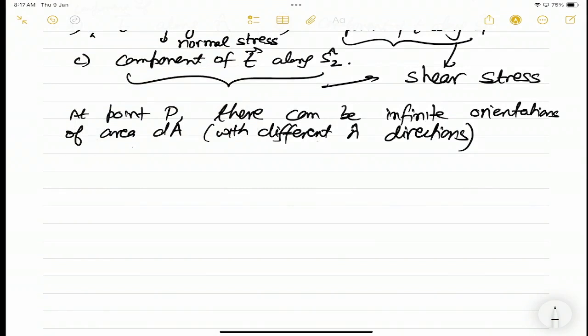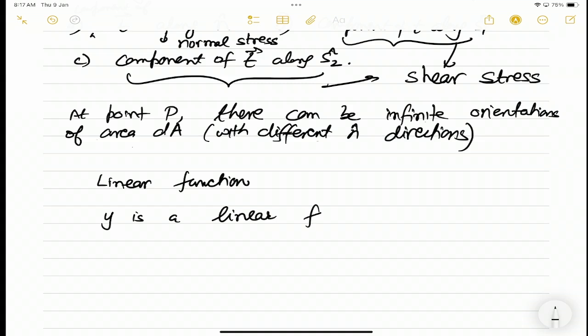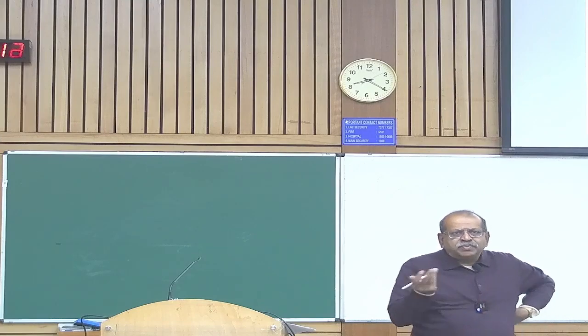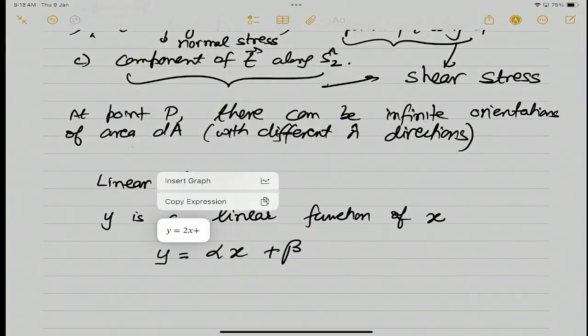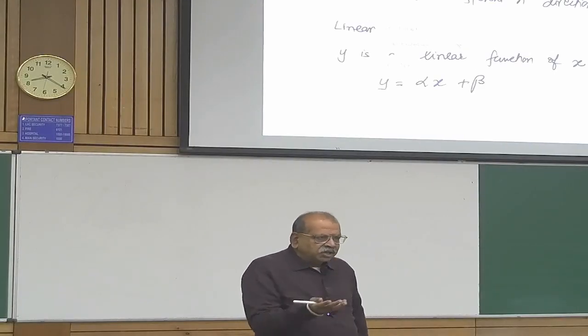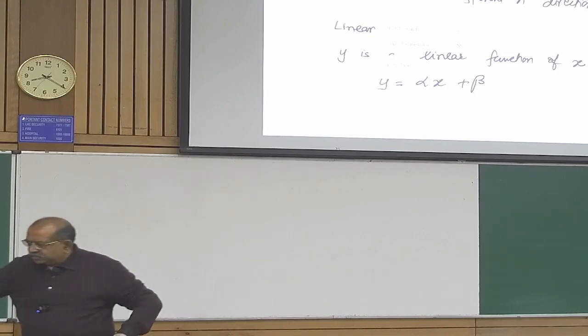But before that, I'll just talk of a linear function. When I say y is a linear function of x, how can I represent this? How will I express this mathematically? y is equal to ax plus b, or alpha x plus beta. And by shifting the origin to (0, beta), I can make it y prime is equal to alpha prime x. So linear function means y is a linear function of x.